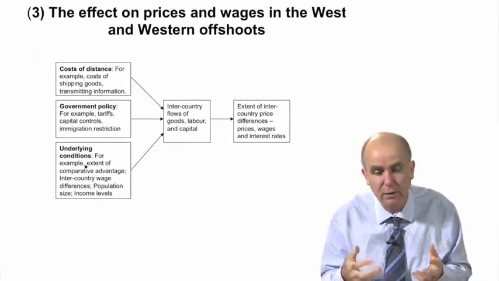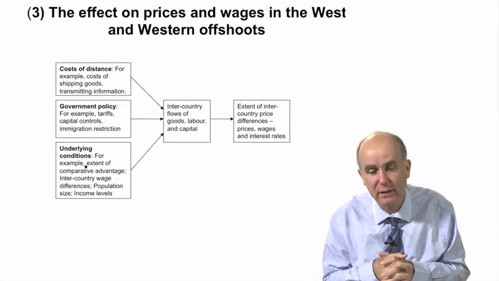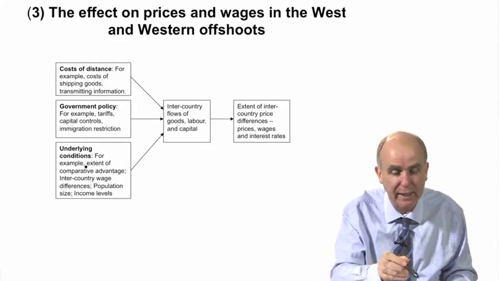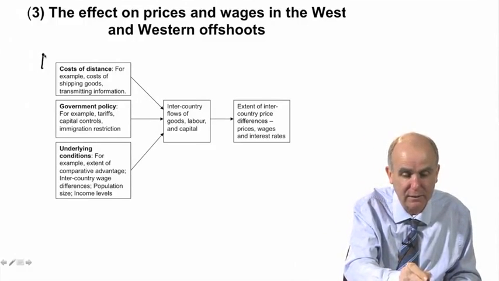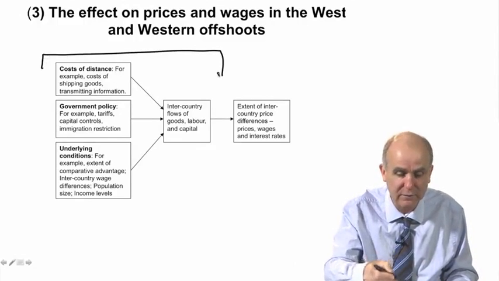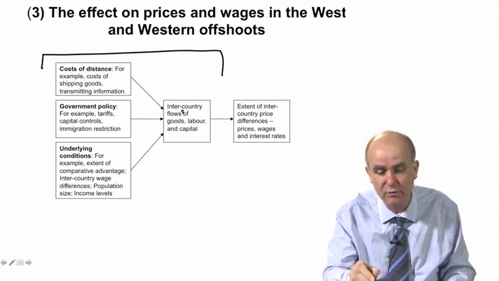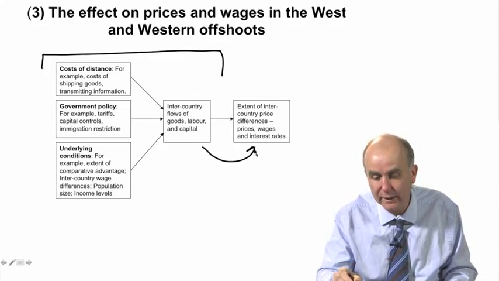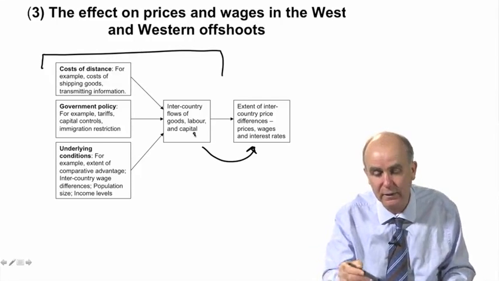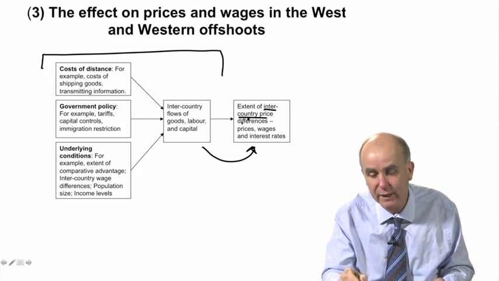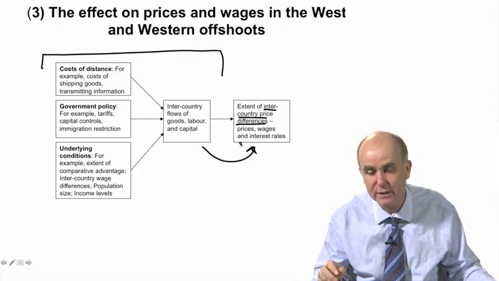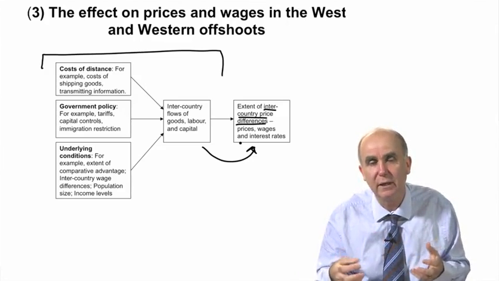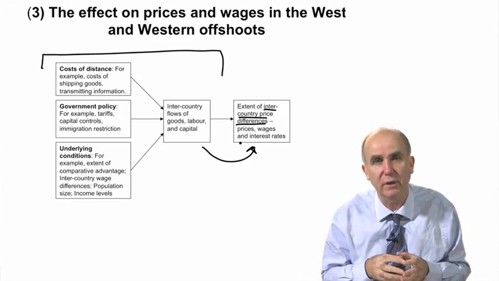The third consequence I want to talk about is the effect on prices and wages in the West and Western offshoots. So here I've reproduced the chart that I had used in the last section of this part of the lecture, showing cost of distance, government policy, underlying conditions as driving changes in inter-country flows of goods and capital. What I'm also noting here is that this has an extra consequence, that these flows are going to drive inter-country differences in prices, wages and interest rates. And also, as I'll talk about, price differentials between inputs within a country.